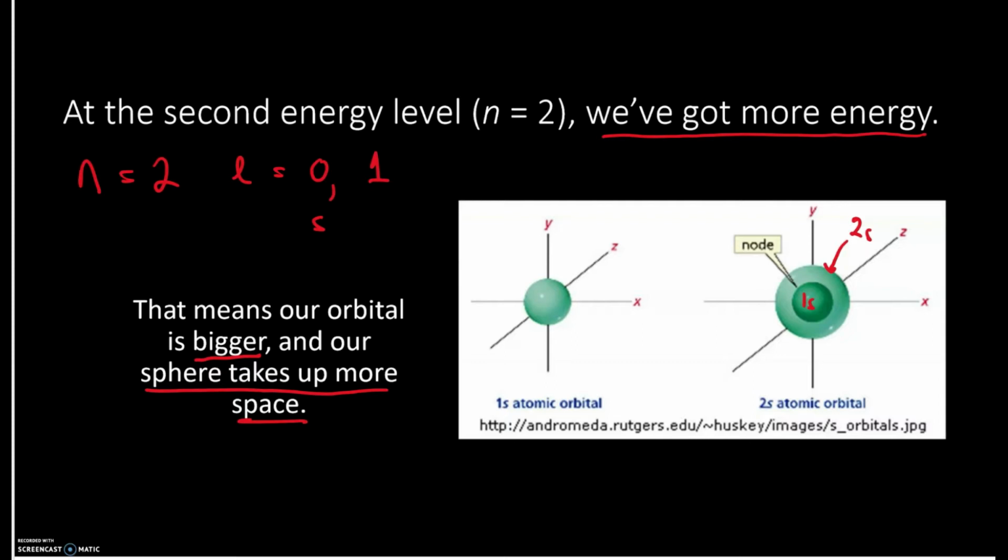However, when we go up to energy level 2, that means we have a new type of orbital available, which is indicated by the angular momentum quantum number 1. What does that look like? Let's go check it out.